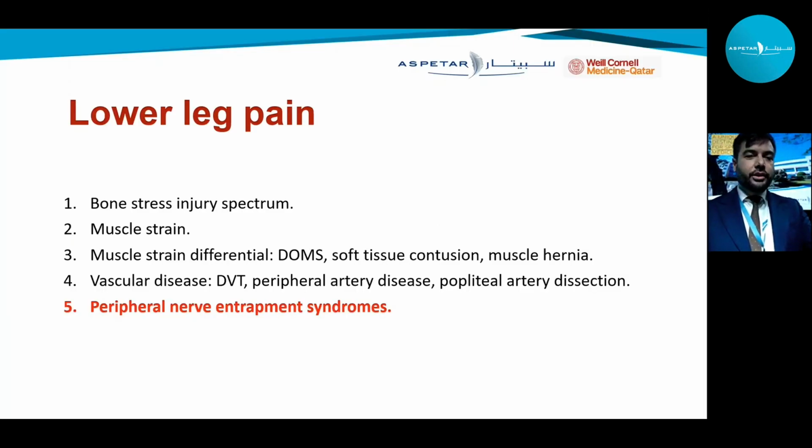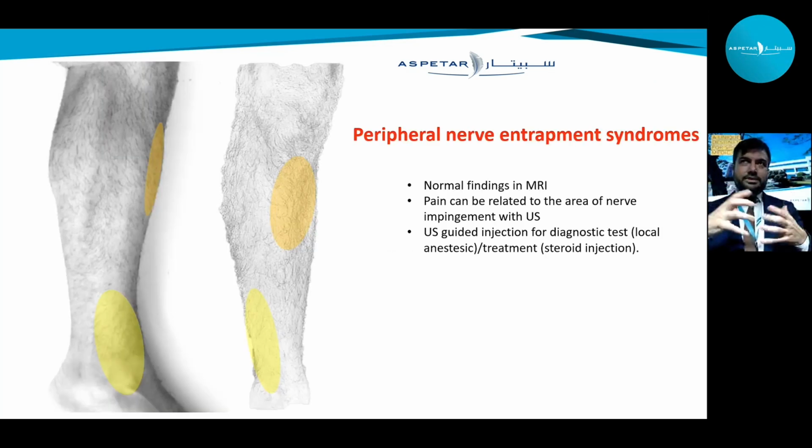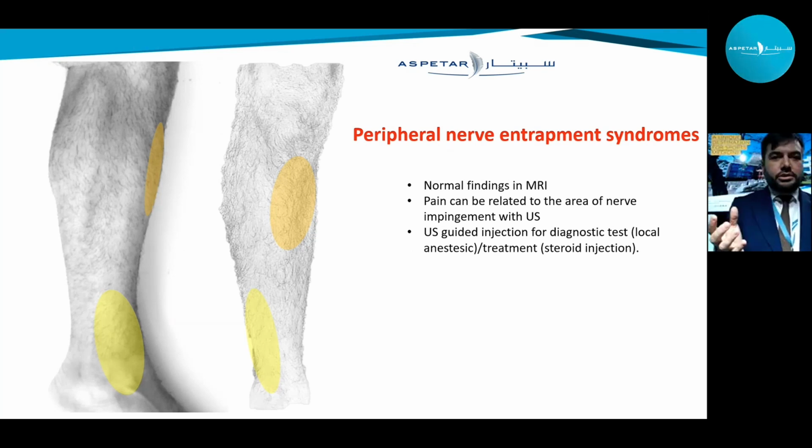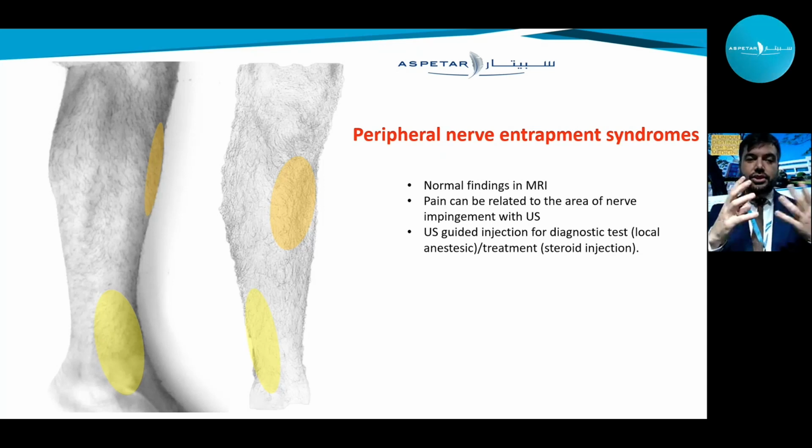Just to finish the talk, I will mention very, very lightly some cases of peripheral nerve entrapment syndromes. Sometimes we see normal MRI and also normal ultrasound. There is no pain, so we don't know what to do. Sometimes there are pains caused by entrapment of small nerve branches. I will show you here two of probably the most frequent. One has pain here in the upper medial and one in the distal lateral.